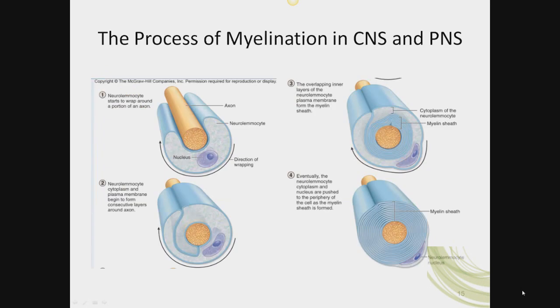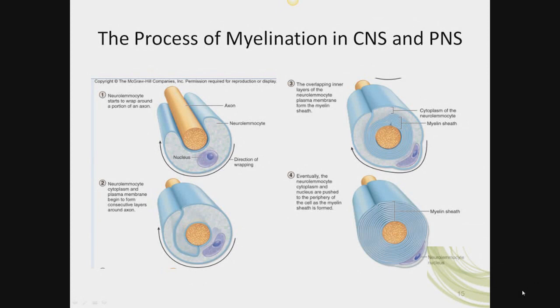So what is the process of myelination in the central nervous system versus the peripheral nervous system? Well, if we look at this picture, we can first see the myelination of the peripheral nervous system shown in these series of pictures. We see a neurolemmacyte starts to encircle an axon, much as if you were wrapping a piece of tape around your pencil. As the neurolemmacyte continues to wrap around the axon, its cytoplasm and nucleus are squeezed to the periphery.